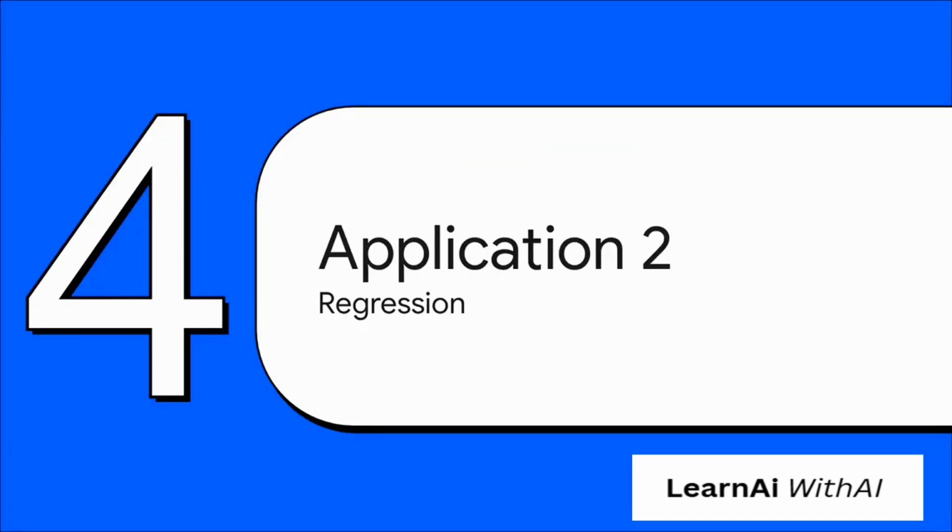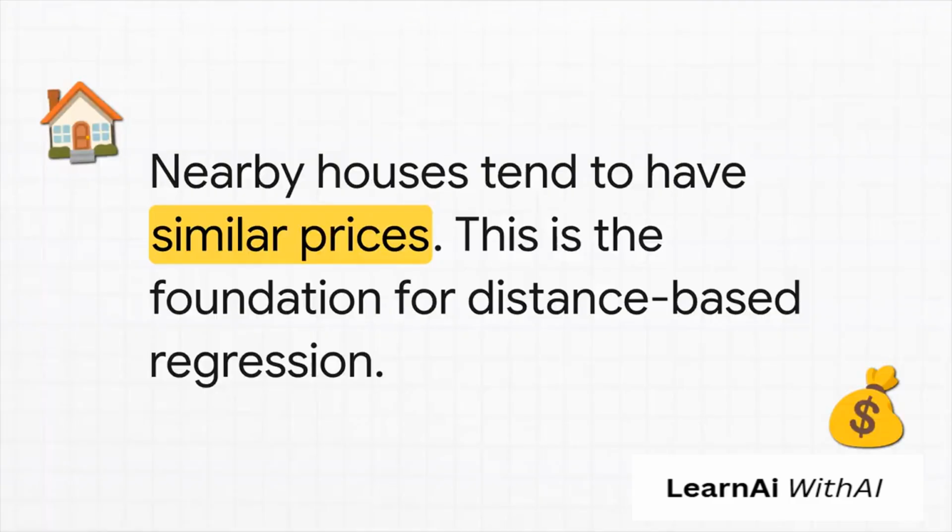But what about predicting a specific number, like the price of something, or maybe a temperature? That's a task we call regression. And it turns out distance is incredibly useful for that too. The guiding idea here is just as simple. Just think about real estate for a second. Houses in the same neighborhood, they tend to have pretty similar prices, right? You don't usually see a giant mansion built right next to a tiny little cottage. That real-world logic is the entire foundation for distance-based regression.